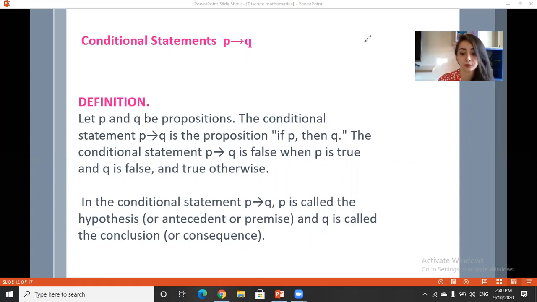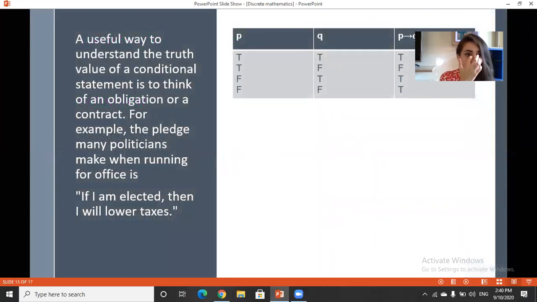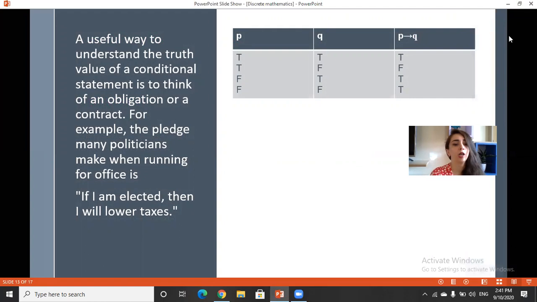Let's see another slide. A useful way to understand the truth value of a conditional statement is to think of an obligation or a contract. For example, the pledge many politicians make when running for office is, if I'm elected, then I will lower taxes. Yes, if the people elect the politician, he or she will lower the taxes. But if he or she is not elected, then the taxes will not be lowered.